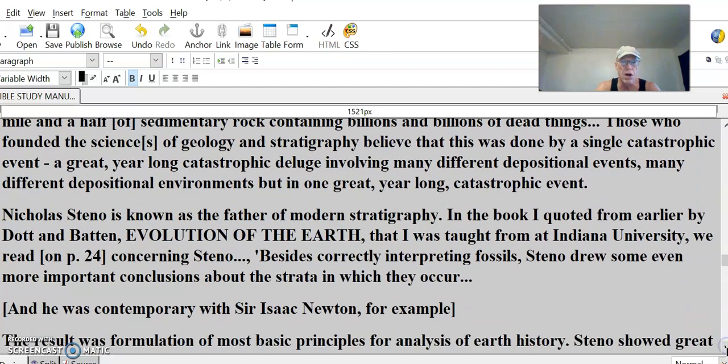Nicholas Steno is known as the father of modern stratigraphy. In the book I quoted from earlier by Dott and Batten, Evolution of the Earth, that I was taught from at Indiana University, we read on page 24 concerning Steno: Besides correctly interpreting fossils, Steno drew some even more important conclusions about the strata in which they occur.